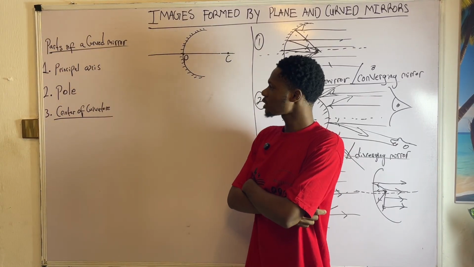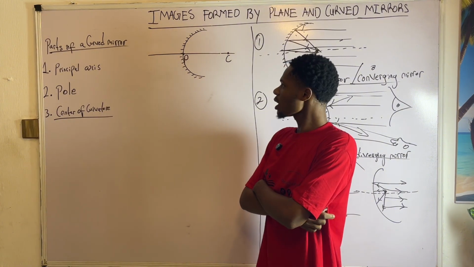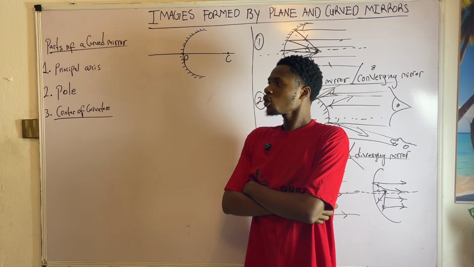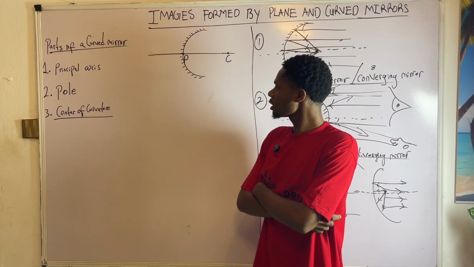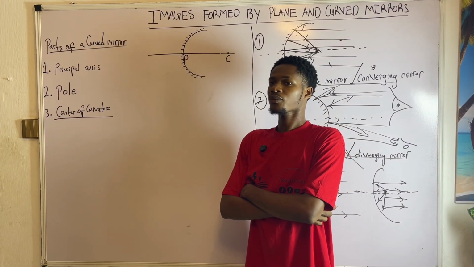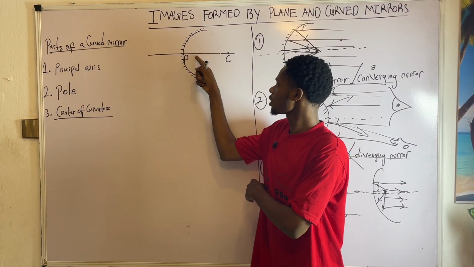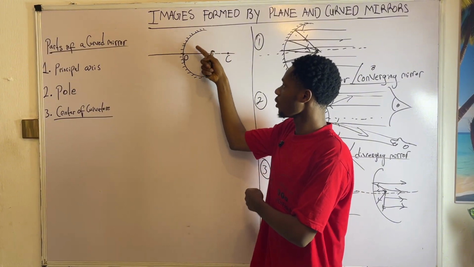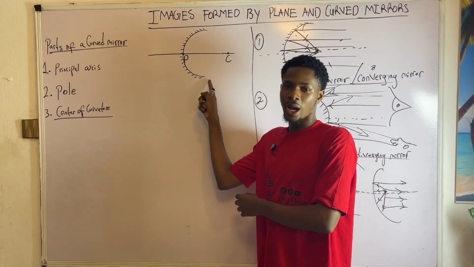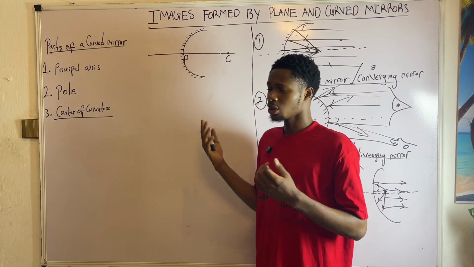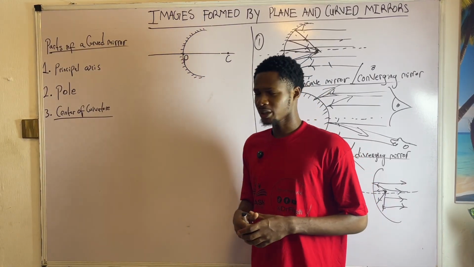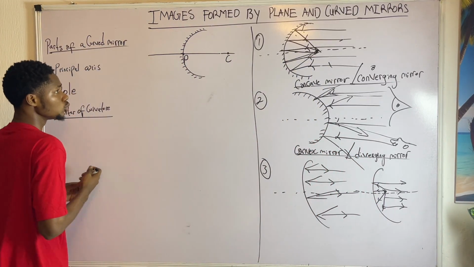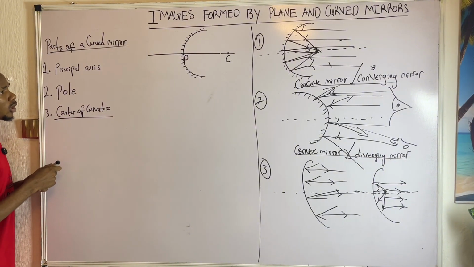You can say the center of curvature is a point on the principal axis where the spherical mirror tends to complete its other parts. That is actually a good definition. If you can describe it in any other way, no problem, as far as you understand whatever you are describing. Okay, that is physics for you. So that is center of curvature C.